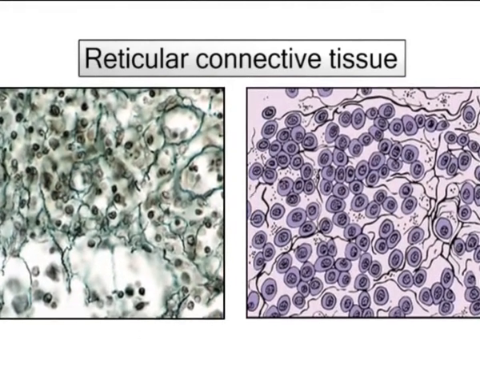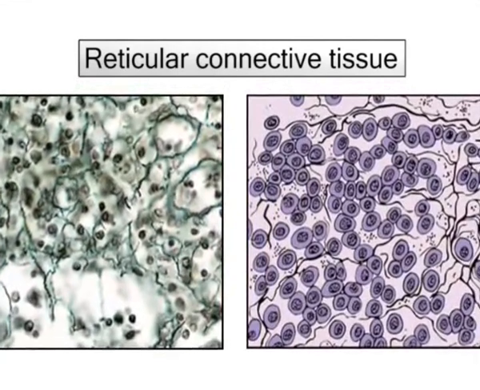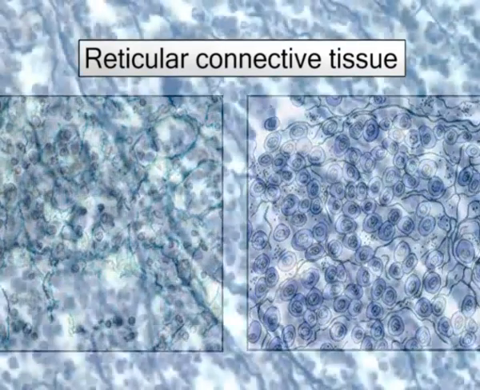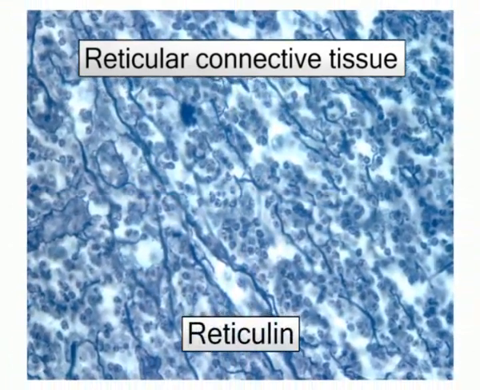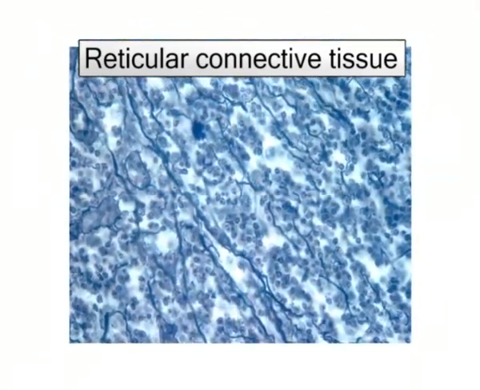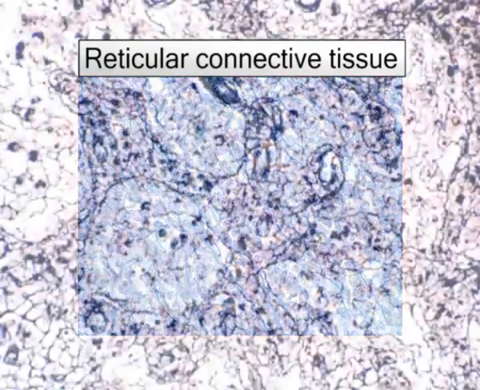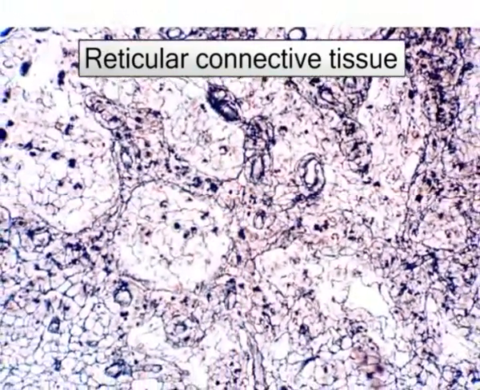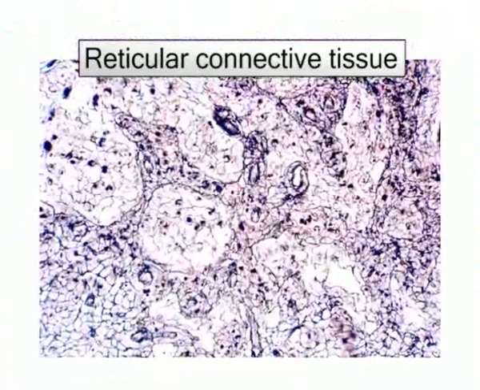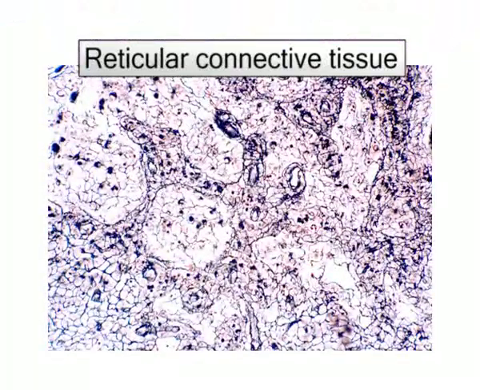Reticular fibers are superimposed on the reticular cells. They are composed of a protein called reticulin. They are branched and inelastic. Most connective tissues contain reticular fibers, but these fibers are dominant in reticular connective tissue.